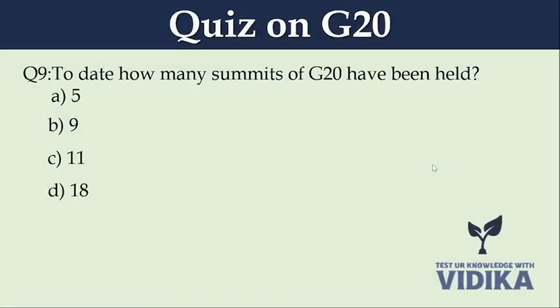To date, how many summits of G20 have been held? Option A 5, Option B 9, Option C 11, Option D 18.